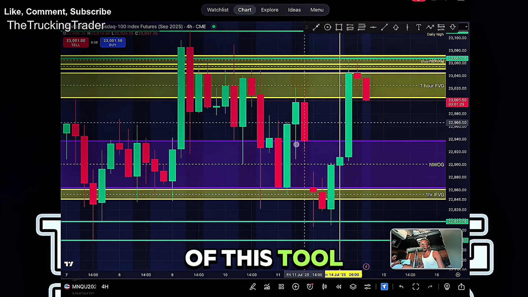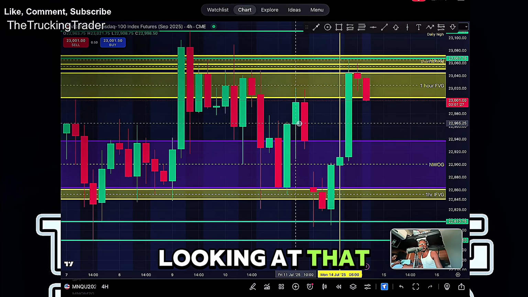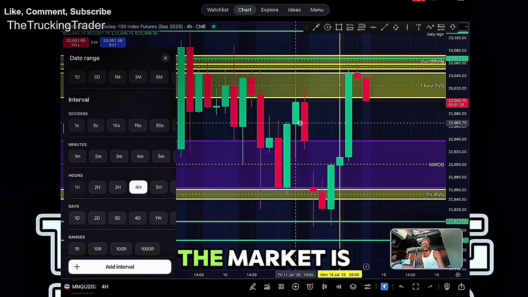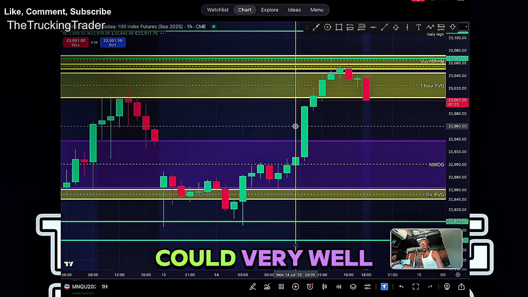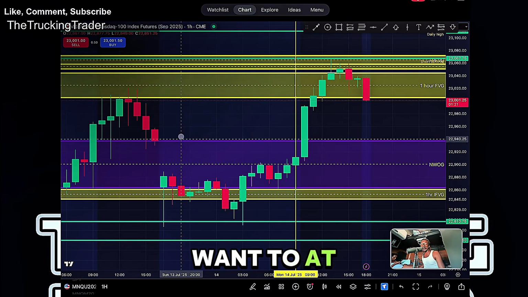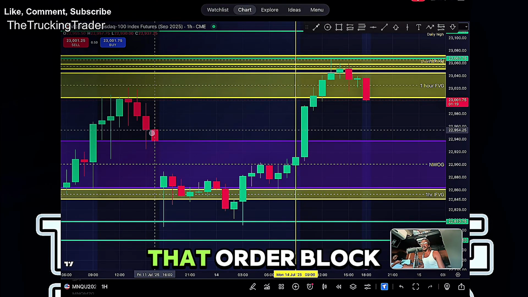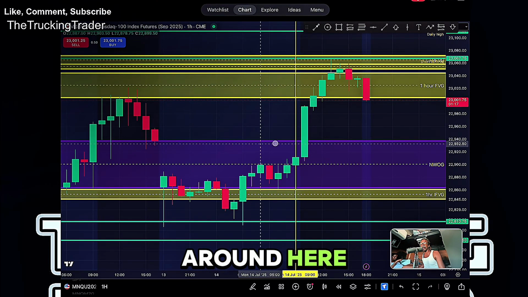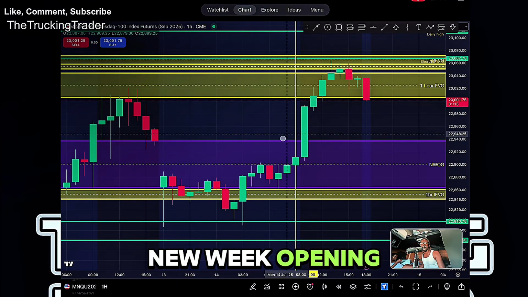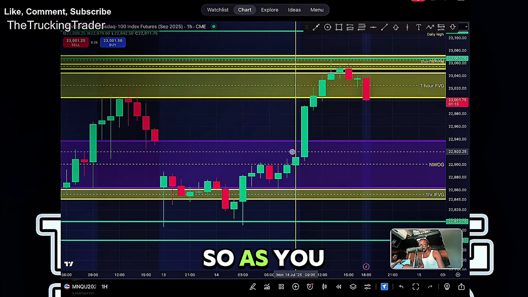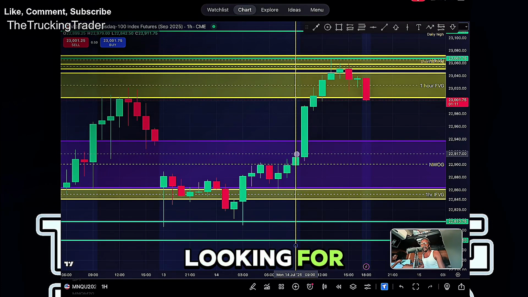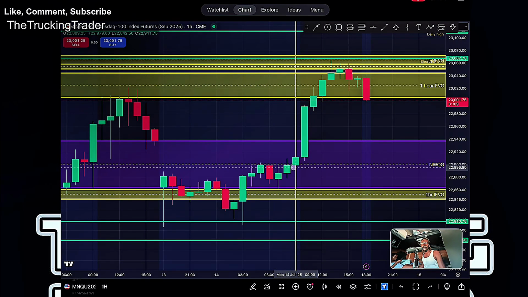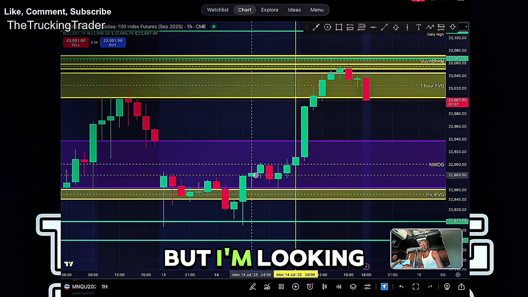So just think of this tool right here as an order block. So I was looking at that. I know that the market could very well want to at least touch the midpoint of that order block, which is right around here, which is the top of this new week opening gap, right? So as you know, as the market opened, I'm looking for price to eventually go up there, right? But I'm looking for sells.